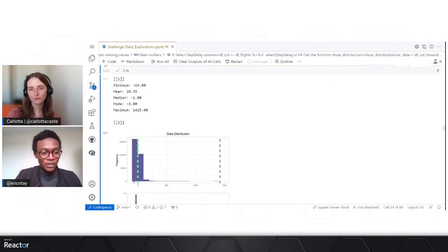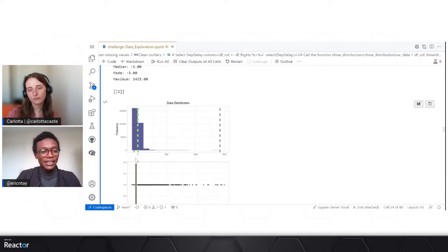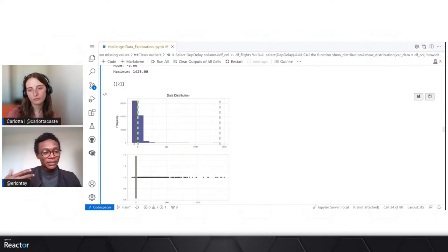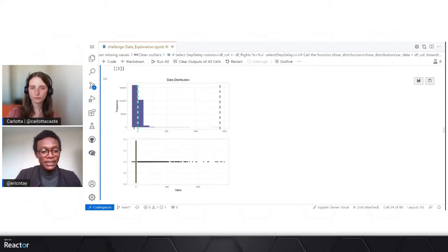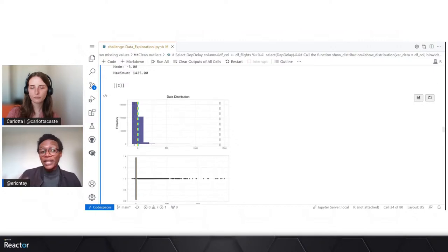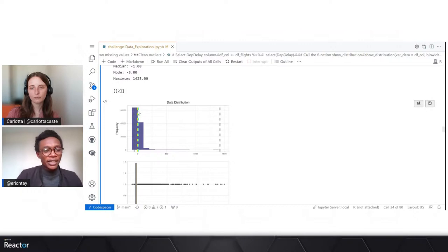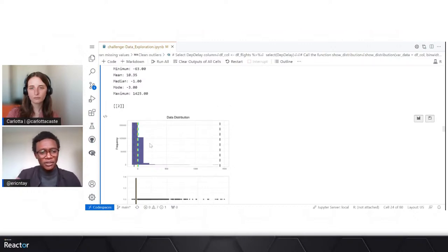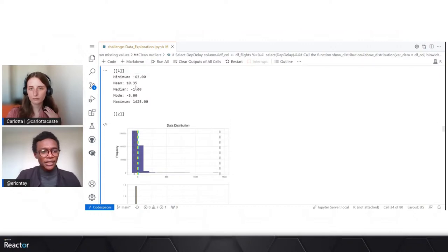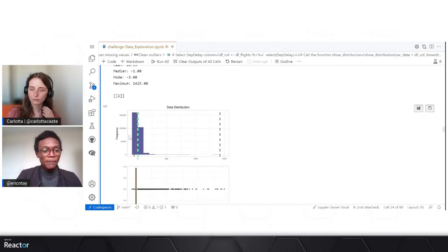So we can plot the distribution, and the next part of the function returns a histogram and a box plot. The histogram allows us to see the most frequent bins of values. We can see that many values fall around 0 minutes, which you can also get from the summary statistics, where the mean, the median and the mode are all around zero. This is how the shape of the histogram looks, with more values being centered around zero.